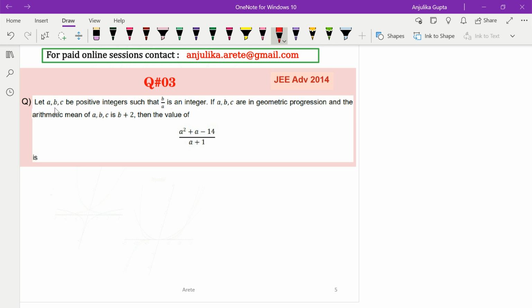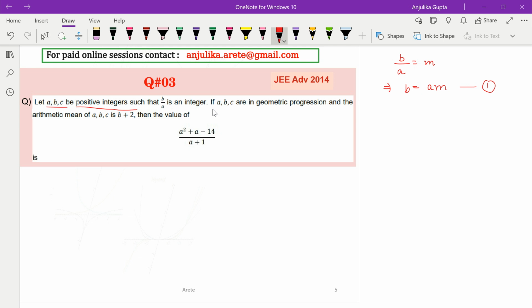Read this question. Given to you are A, B, C, positive integers such that B by A is an integer. As soon as I read that, we will immediately write, B by A is some integer. Let's call it M. M is an integer. So from here, we end up getting B is A times some integer M. Let's record this now.